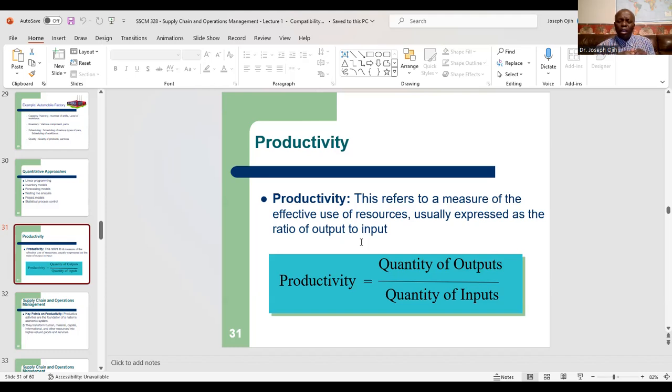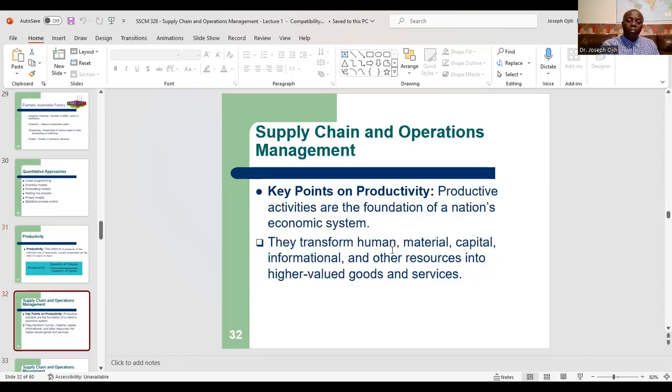Productivity simply means a measure of the effective use of resources. Usually, we express it as a ratio of output to input. So you can see from here the simplest formula for productivity: quantity of output divided by quantity of input. Remember, we can calculate this productivity for a corporation, a small business, a government agency, even for a country. Bottom line, when a firm is productive, they make more money through sales.